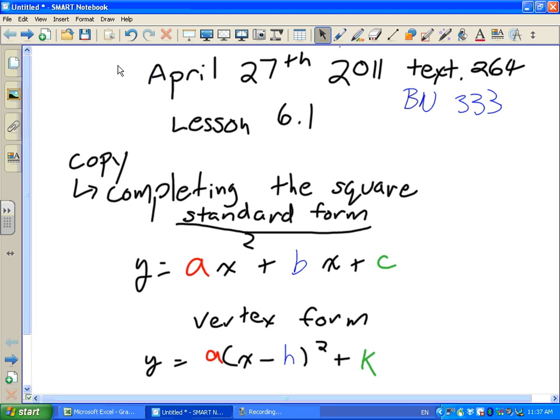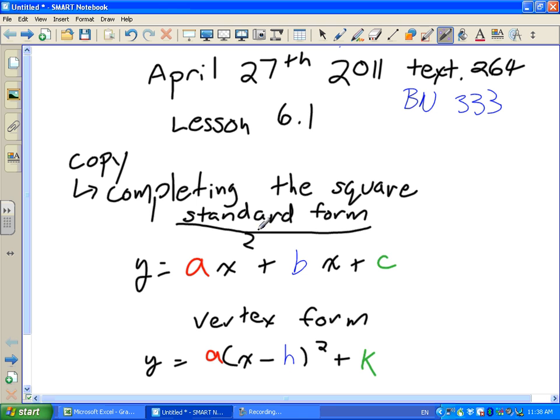7th, 2011. You guys are on text page 264, blue notebook, page 333. We're doing lesson 6.1. You guys are to copy down completing the square. And that is what we'll be doing today.